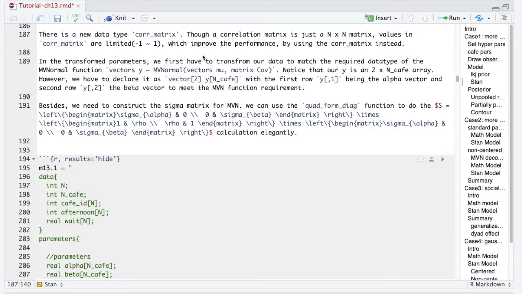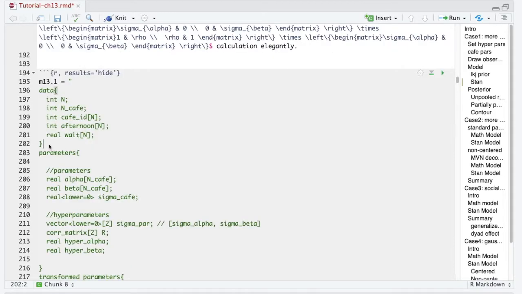These limitations improve the performance of Stan in the sampling process, so it's better to use a correlation matrix. The data part is the same, so our y will be the waiting time from each cafe, 200 rows of waiting time. The other two variables are the cafe and whether it's afternoon or not.